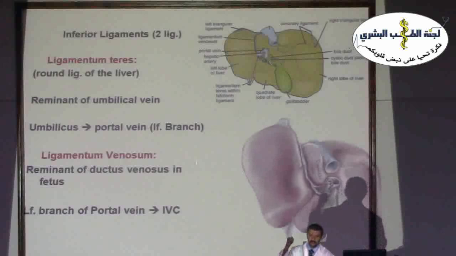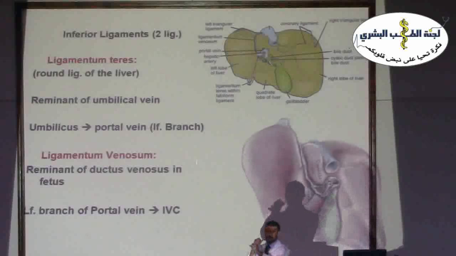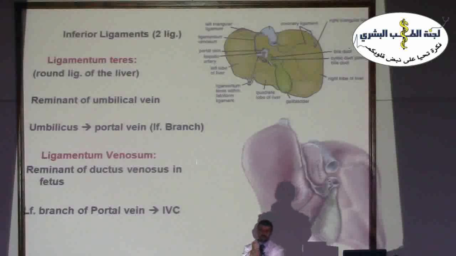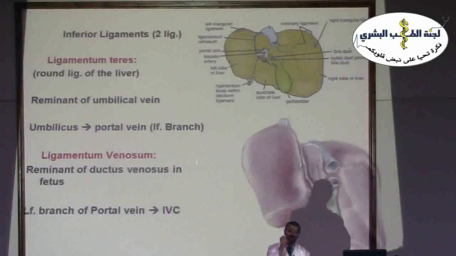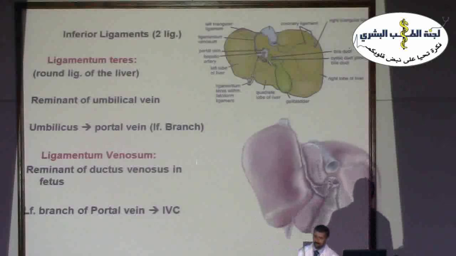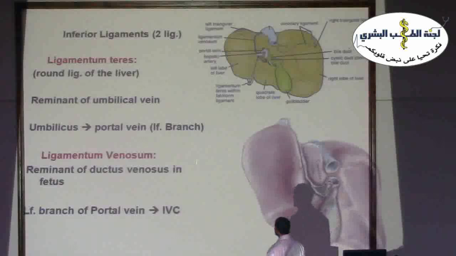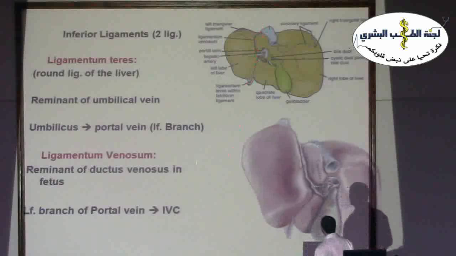The ductus venosus, or the venous duct, will also be obliterated, so it will not be a duct anymore. It will become a ligament. So instead of ductus venosus, it will become ligamentum venosum, or venous ligament instead of venous duct. So this is the story of those two true ligaments in the liver. They are actually embryological remnants.